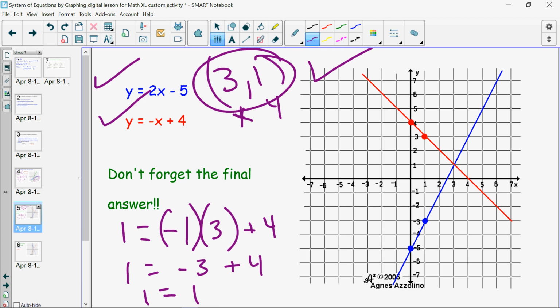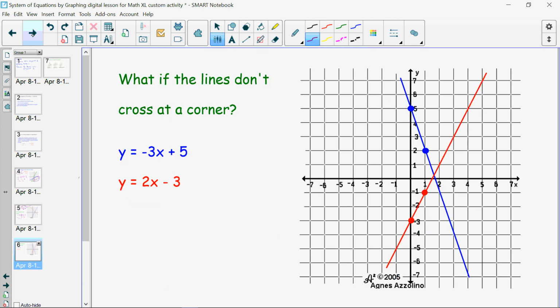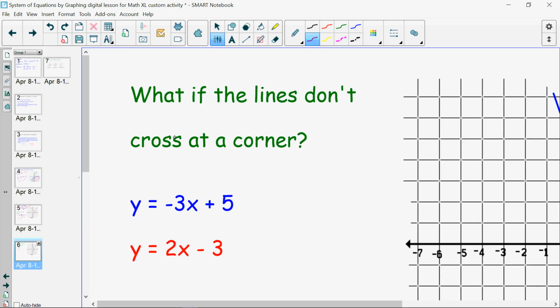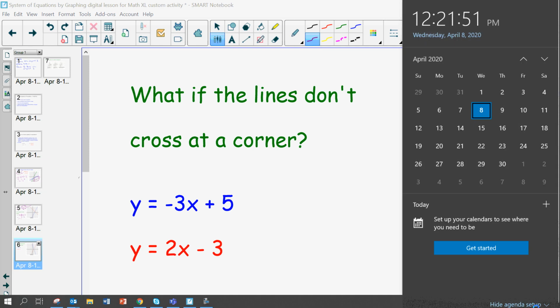Perfect. So moving on. What if the lines don't cross at a corner? Okay, so this is a little tricky. I'm not going to go through all the math on this one. It's actually hard to go through the math because I am going to have to zoom in though. So let's zoom way in to show you what I'm talking about.